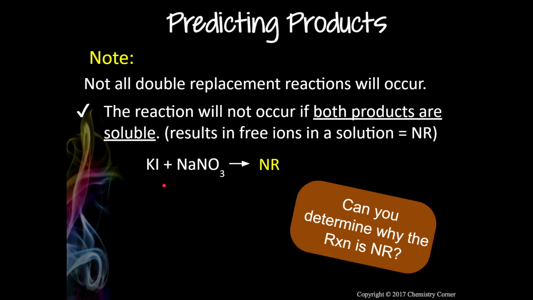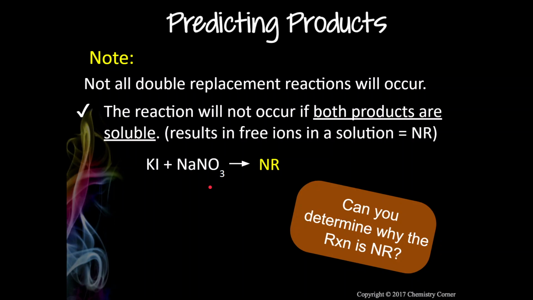Can you figure out why? All right, well, first I'm going to check and see if these are both soluble. Well, potassium is a group 1 ion, so KI is definitely soluble. NaNO3, nitrates are soluble, so both of those are soluble.